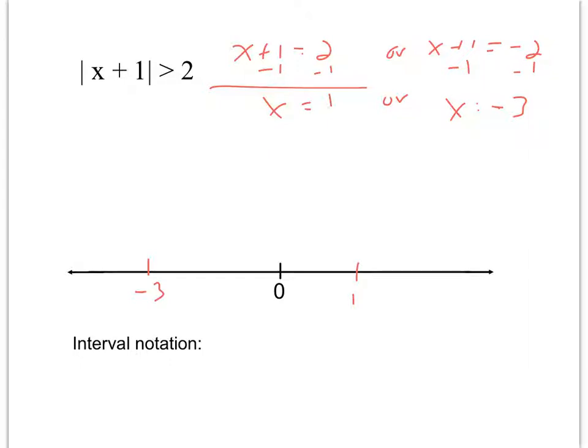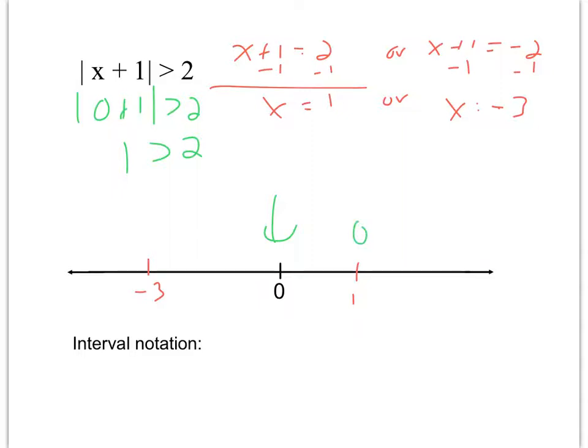Let's throw in the point 0 for x. So we have the absolute value of 0 plus 1 is greater than 2. The absolute value of 0 plus 1 is 1. The absolute value of 1 is 1. 1 is not greater than 2. So we know now that the point 0 did not work. So therefore we know we're outside.